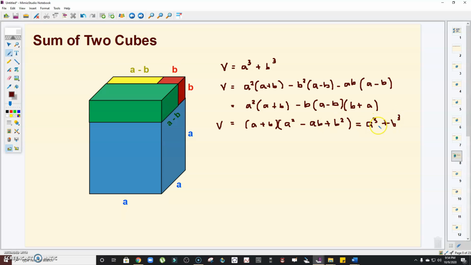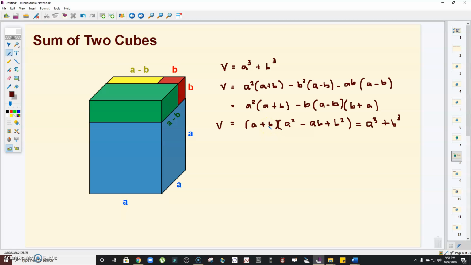What I want you to see here is that the sum of the two cubes is equal to the product of the binomial and the trinomial. Take note. How do we get the terms of the binomial? All we have to do is to get the cube root of A cubed, and that is A. The second term, how did it become B? Get the cube root of B cubed, and that is B.